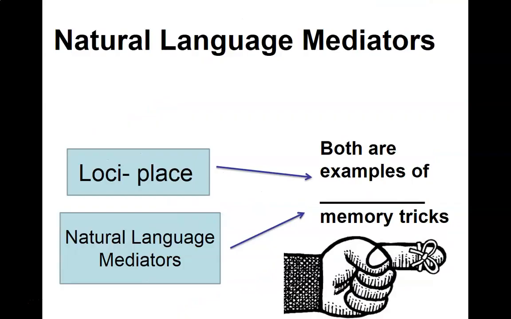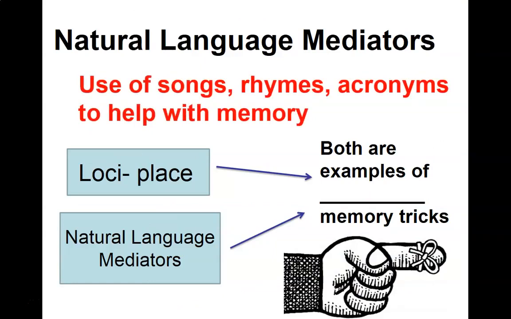And the last of these is natural language mediators. Natural language mediators are songs and rhymes. We probably do these more often than not. Low C, maybe that's kind of cool, but a little bit more effort than is necessary. Natural language mediators, these are the things we oftentimes use. If it sounds like something, if it rhymes with something, you've used this.